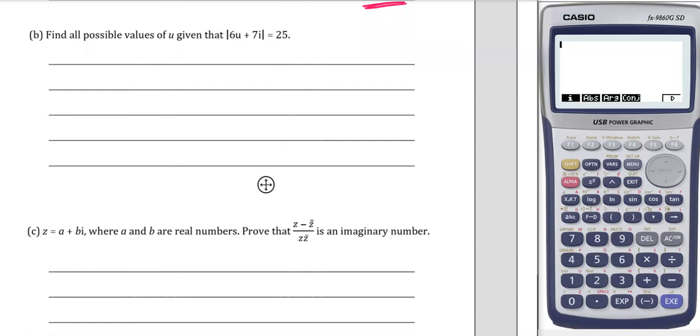Okay, for b, modulus means that we do the square root of the real part, which is 6, plus the square root of the, oh, oops, it's not 6, it's 6u. And then the square of the imaginary part. There's no i when you put it into there, you're just taking the coefficients of the real and the imaginary parts there to go into the modulus. That will equal 25. So 36u squared plus 49. Oh, where did I write 24? There we go. 25 squared is 625.